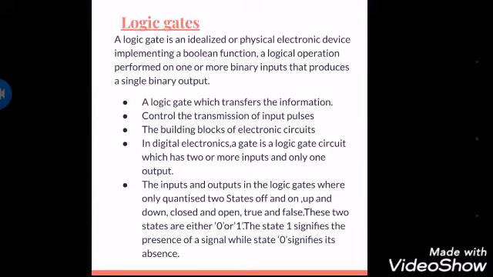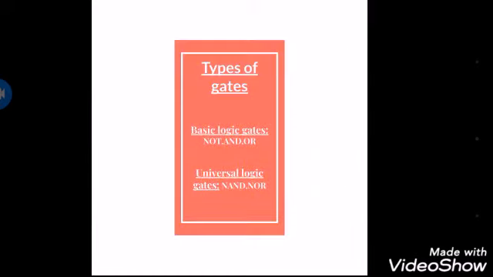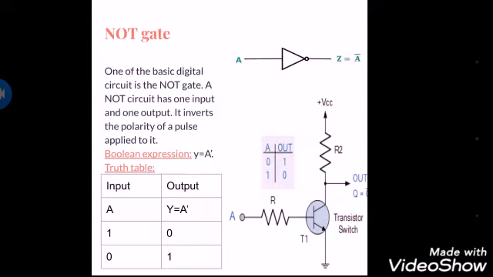Now let's note the types of logic gates. There are two types of logic gates: basic logic gates, which are NOT and OR, and the universal logic gates, NAND and NOR. Here is the NOT gate.